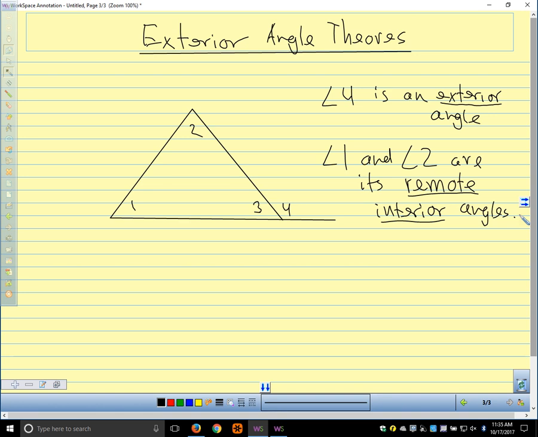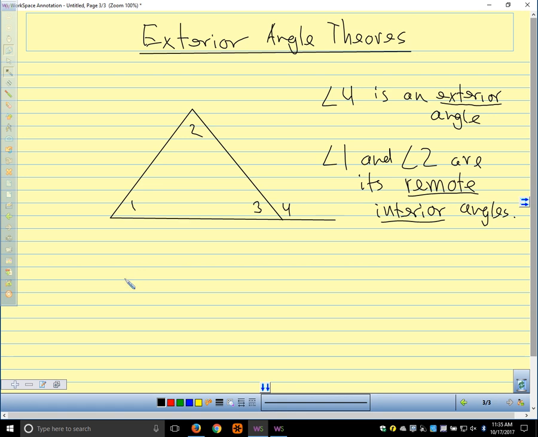What do all the angles inside the triangle have to add up to? 180. What do these two have to add up to? 180. So if angle 4 and angle 3 add up to 180, and angle 1 and 2 plus angle 3 add up to 180, how are 1 and 2 together related to angle 4? We take those two together and add them to 3 to get 180. We take angle 4 and add it to 3 and get 180. They have to be the same. That's exactly what we're going to say.